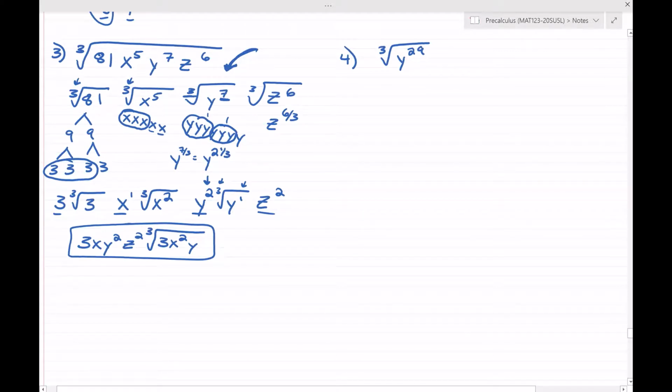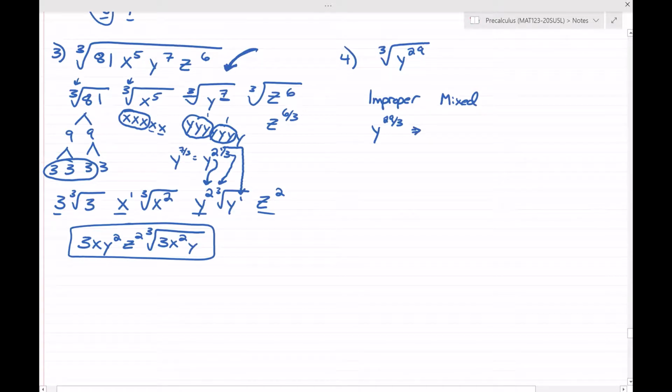Meaning how many groups of 3 are in 7? There's 2 groups. What's the remainder? The remainder is 1. And then the index was 3. So another way that we could simplify radicals, instead of circling the groups, since 29 is a big number, is to write it as an improper fraction, y to the 29 divided by 3, and then write it as a mixed fraction.